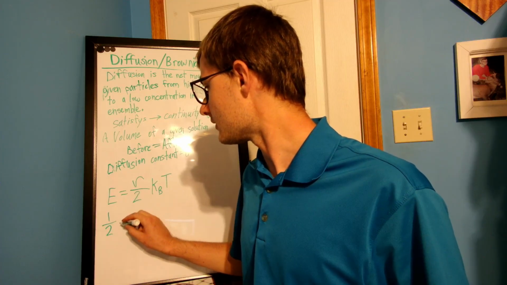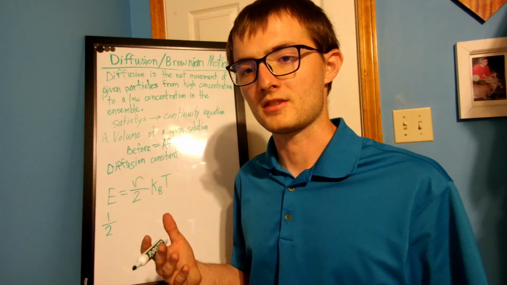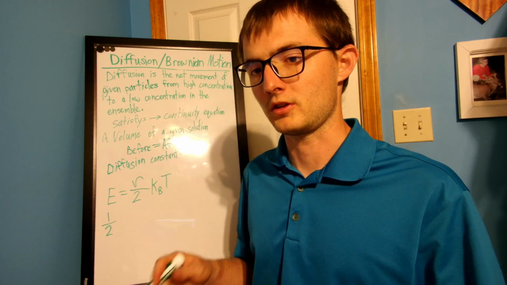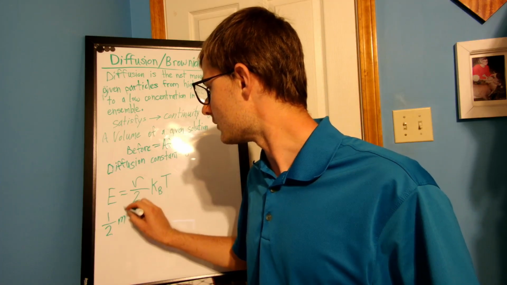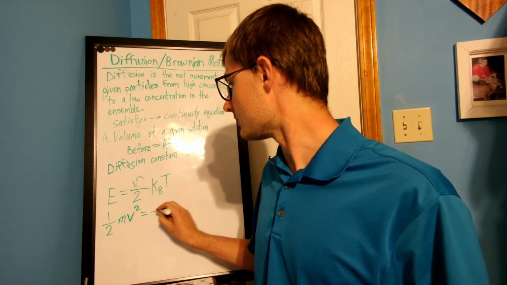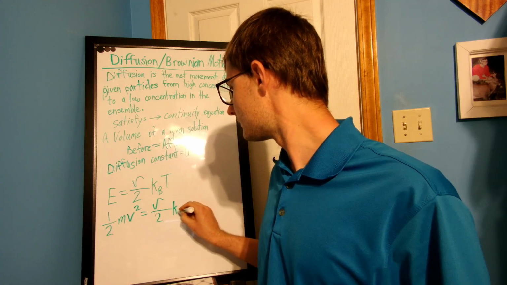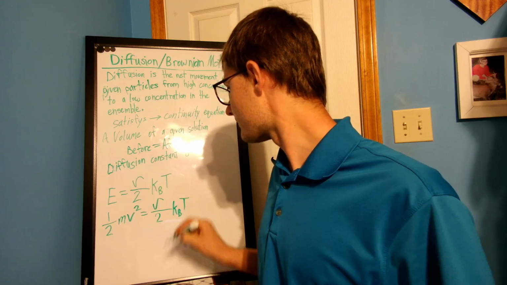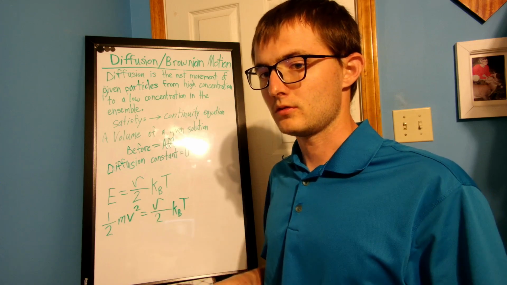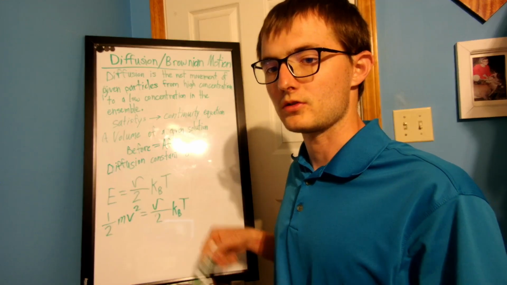So if E is kinetic energy, we can therefore use the kinetic energy equation, 1/2 mass times the velocity squared, the average molecular speed. We can sub that in for E there. That's going to equal our degrees of freedom over 2 times Boltzmann's constant times temperature here.